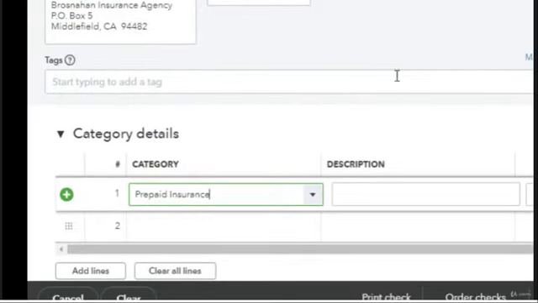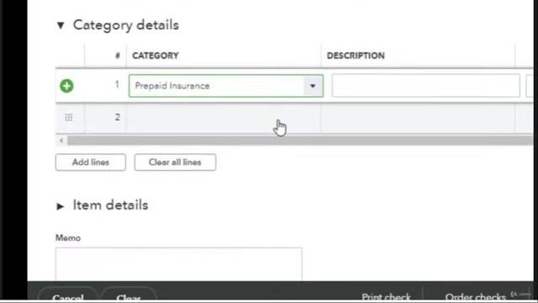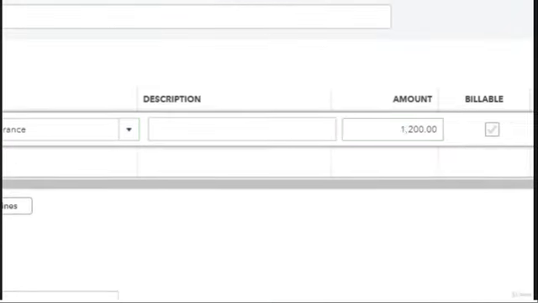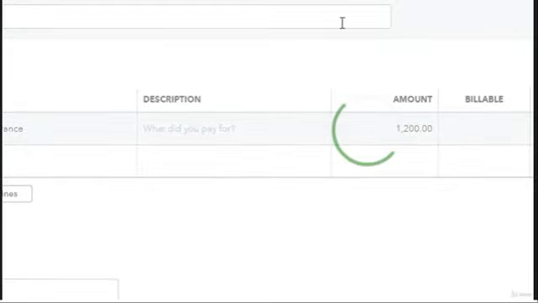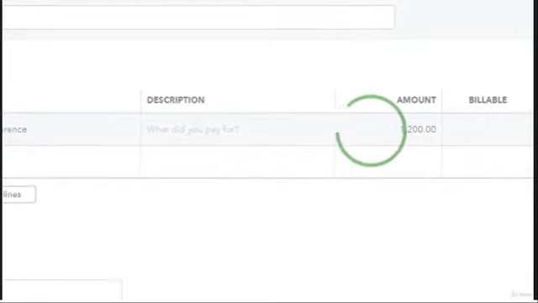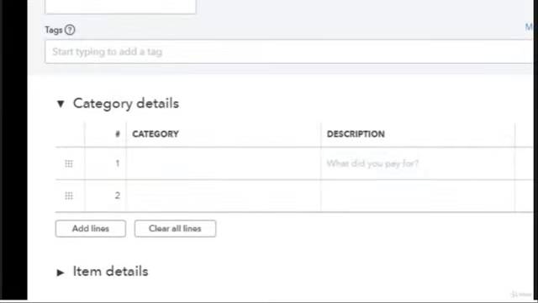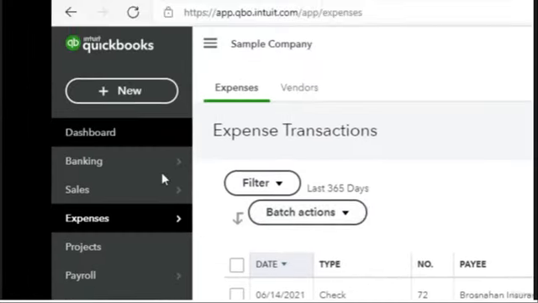Don't get confused when you see prepaid expenses. Any prepaid expense is actually an asset. The amount's $1,200. Alright, so that's great, but then at the end of the month, we used up 1 month of insurance. So let's go ahead and put that in the system. We're going to do a journal entry.